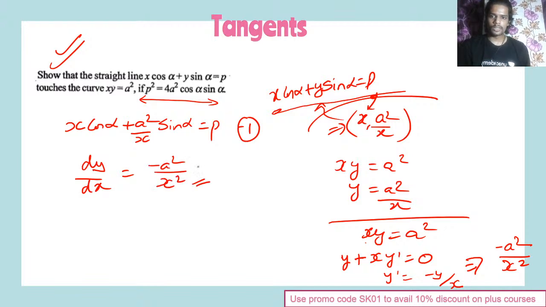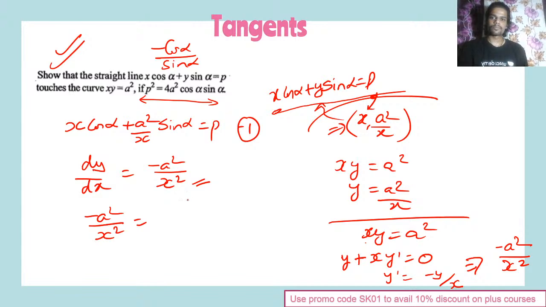Now the slope of this should be equal to slope of this. So minus a square by x square should be equal to slope of this line. What is the slope of this line? Slope of this line is coefficient of x upon coefficient of y, minus cos alpha upon sin alpha. This is how you calculate the slope, minus a upon b, coefficient of x upon coefficient of y with a negative sign. So slope is minus cos alpha upon sin alpha. Negative sign will cancel out.